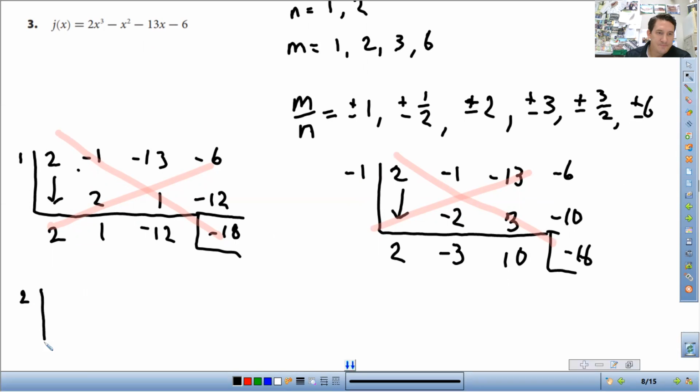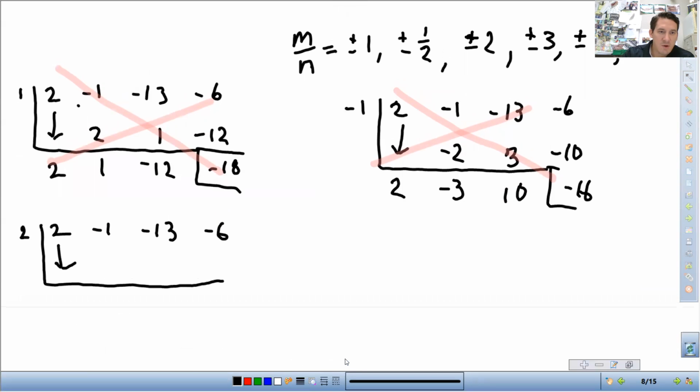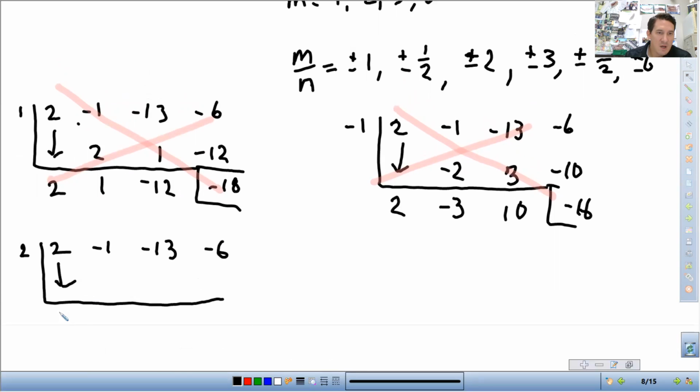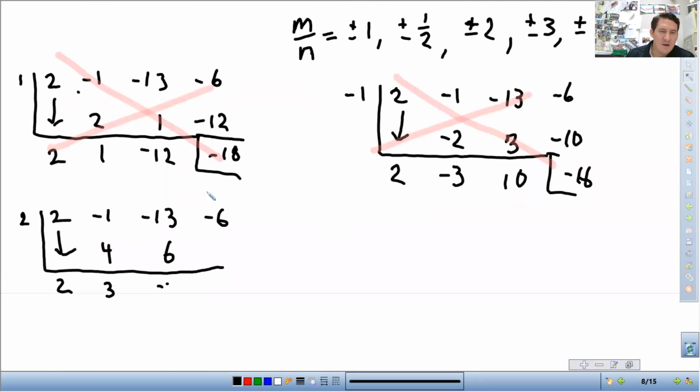So 2, negative 1, negative 13, negative 6. Bring down the 2. Really hope this is it because I'm kind of tired of doing this already. So 2 times 2 is 4. Plus negative 1 is 3. Times 2 is 6. Plus negative 13 is negative 7, times 2 is negative 14. And that comes out to negative 20 as a remainder right there. So not it.